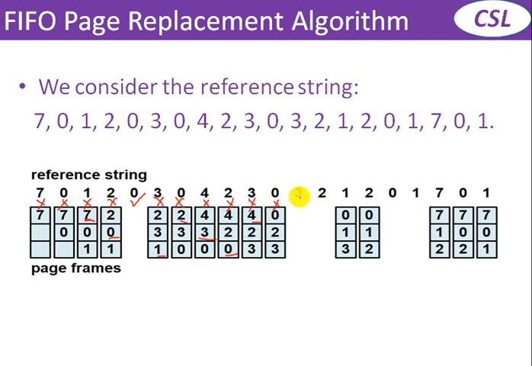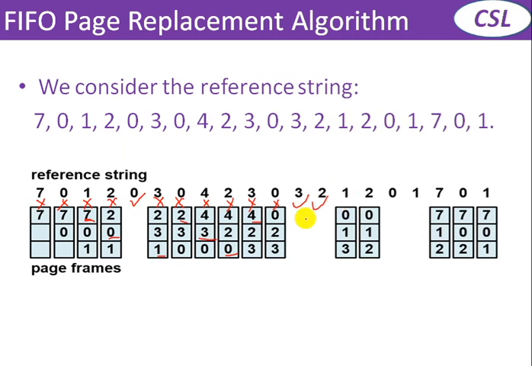Next request 3. Available pages are 0, 2, 3. So the requested page is available in the memory. This is called a hit. When it is a hit, there is no need for page replacement. Next request is 2. 0, 2, 3. 2 is available. This is also one hit.